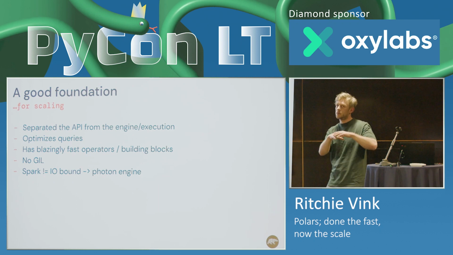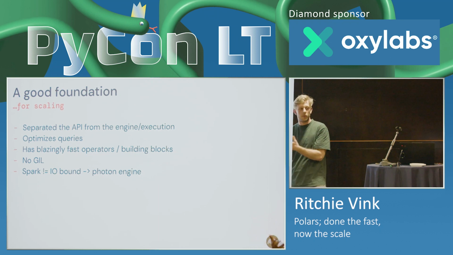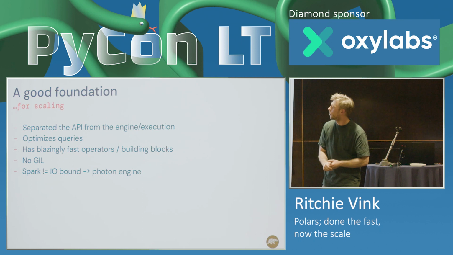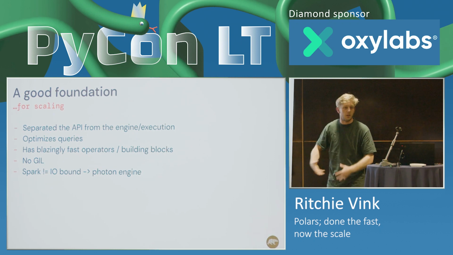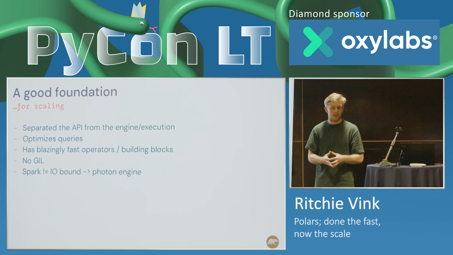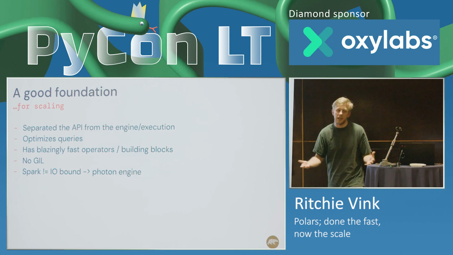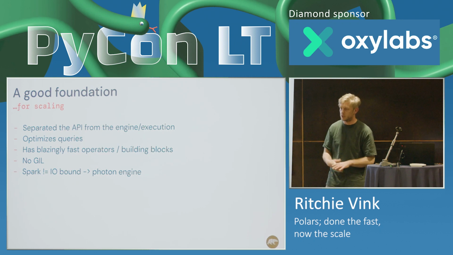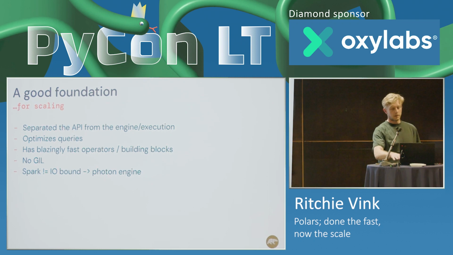So Spark is translating just in time to the Photon engine because it can save work for them. And Polars already is here, right? Polars already has all these fast operators and has all this architecture in place to build that. But what Polars still lacks is the distributed orchestration. So that's the second thing we want to focus on.